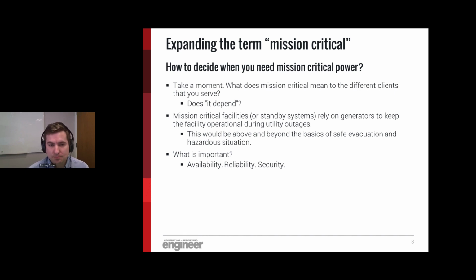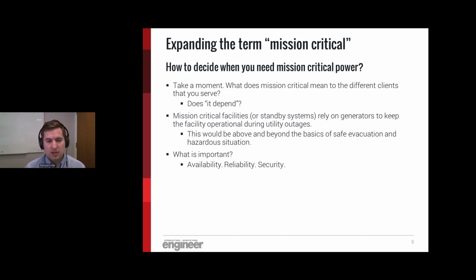It depends on how I define mission critical. For many campuses and facilities, defining mission critical does depend. During utility power outages, mission critical facilities rely on generators to keep the facility operating. And if the generator were to fail to start, or if there's a fault in the power system, the facility will eventually stop operating. So the layers by which the generator and the electrical distribution systems are designed will define the criticality of the mission.